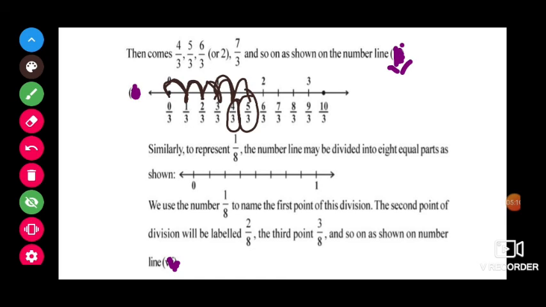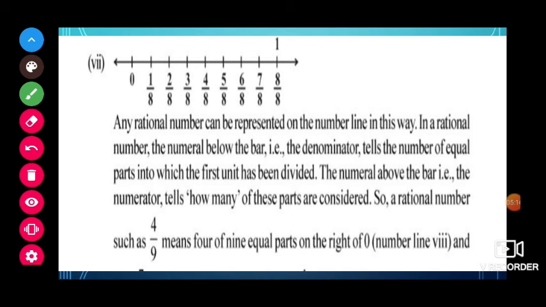In the same way, 6 by 3, 7 by 3. Okay children, now we will see one more example. If a rational number has the denominator 8, then how many parts do we divide each and every unit into? 8 parts. So here is one example where I divided one unit into 8 parts.